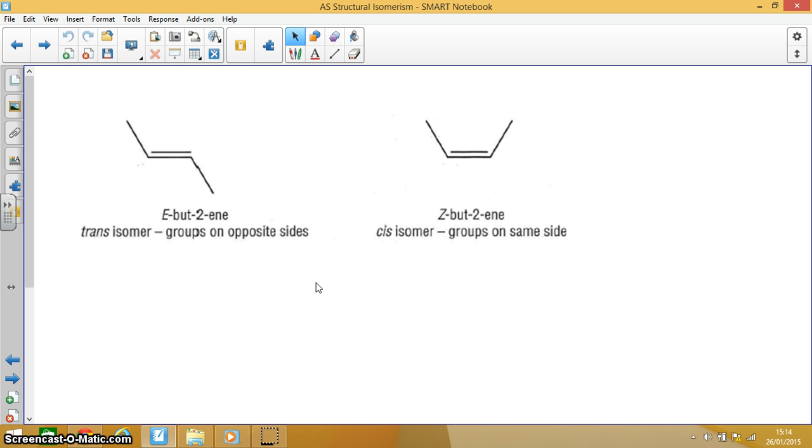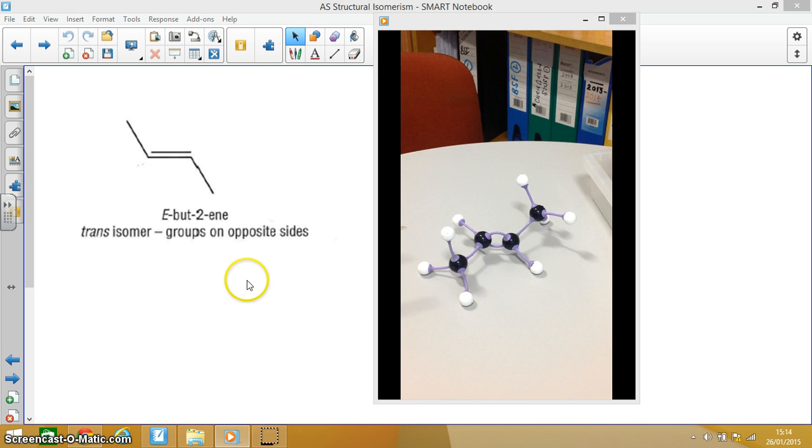So if you recollect, on the final video where we looked at this, I talked about two EZ isomers of but-2-ene. E-but-2-ene, where we have a trans configuration, and Z-but-2-ene, where we have a cis configuration. And again, to illustrate this, the best way is to look at a three-dimensional model.